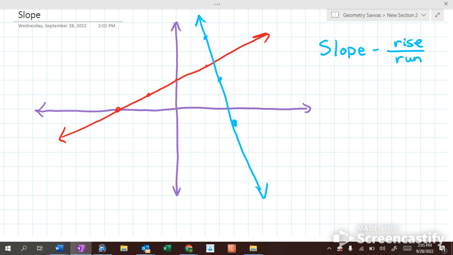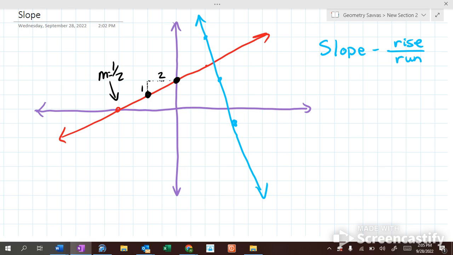Okay, so if slope is rise over run, I know this line goes through this point and it goes through this point. What's its rise? 1. What's its run to the right? 2. We always want to run to the right so our sign is appropriate. So the slope of the red line is 1 over 2.